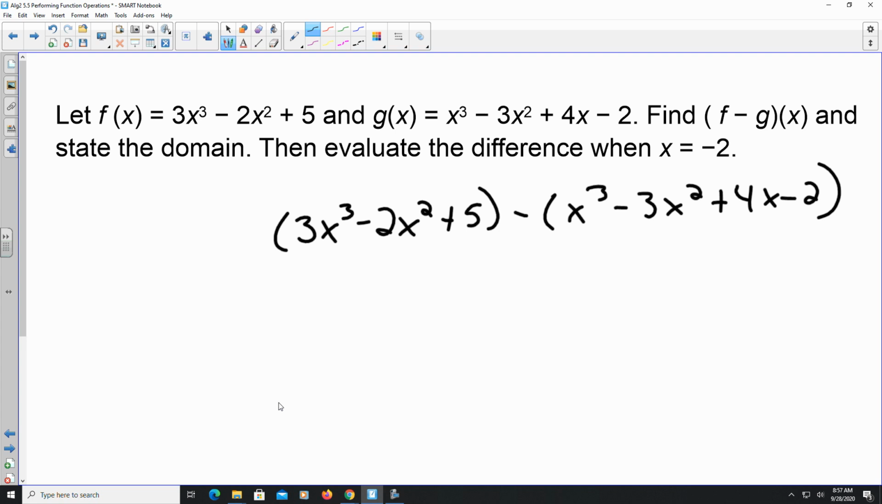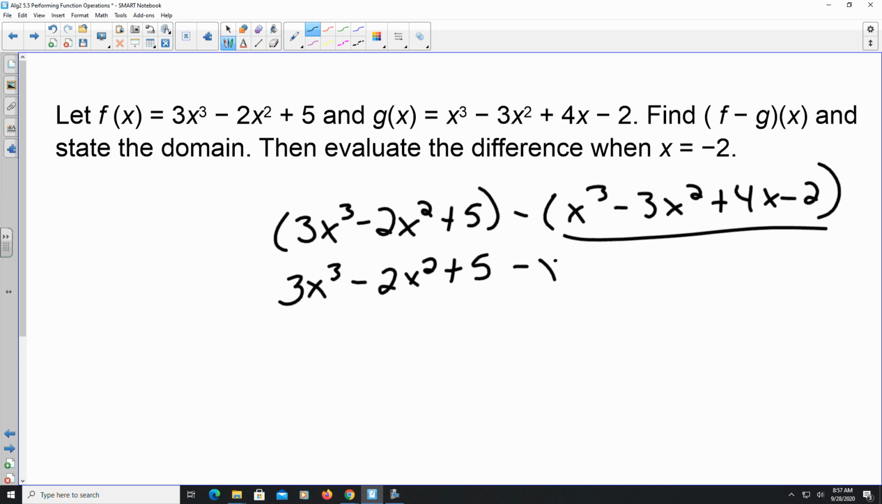Because it's subtraction, I'm going to get it out of the parentheses. The first set of parentheses is written as is. If it's positive, leave it positive. If it's negative, leave it negative. Everything here, because it's subtraction, is now opposite. It is now minus x cubed. It's now plus 3x squared. It is now minus 4x. It is now plus 2.